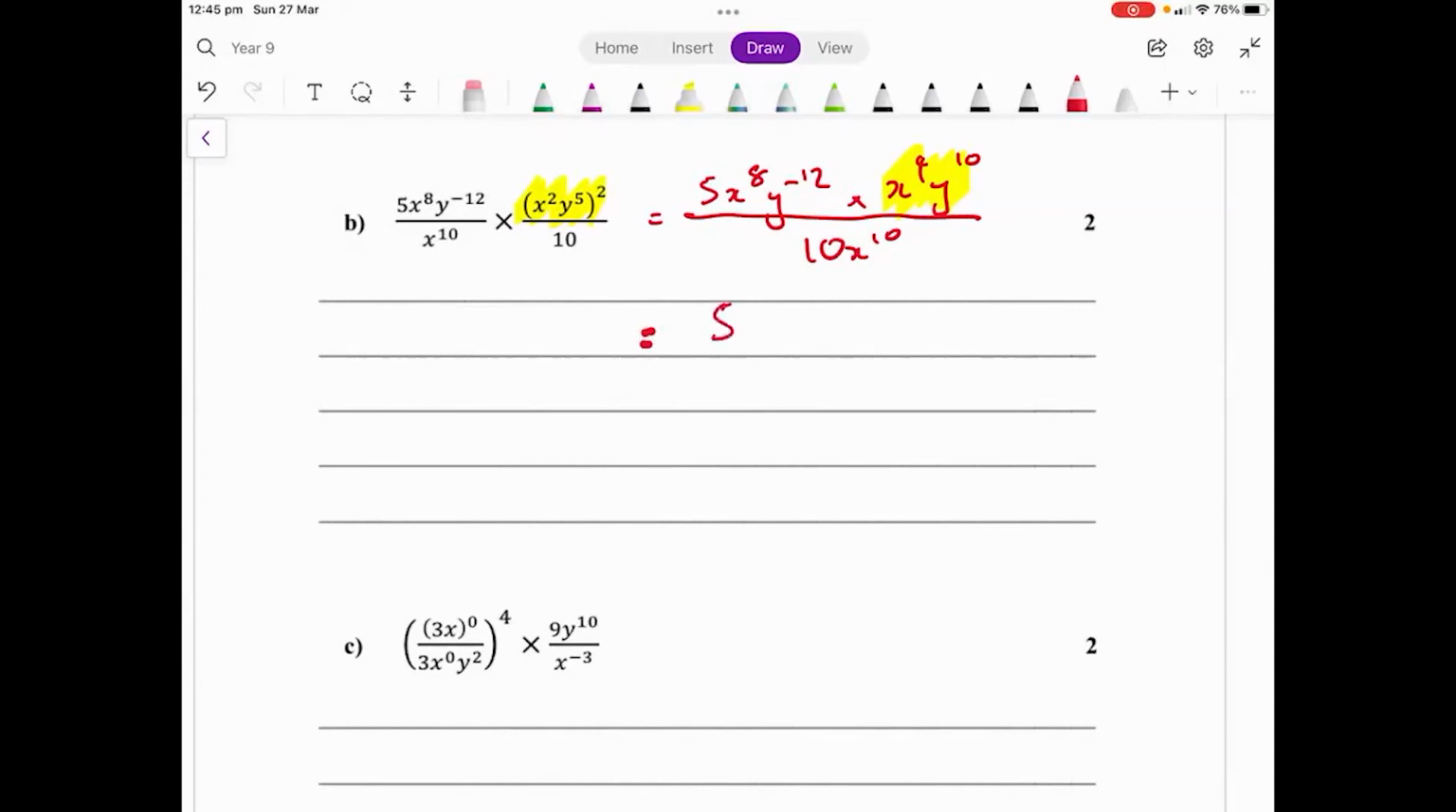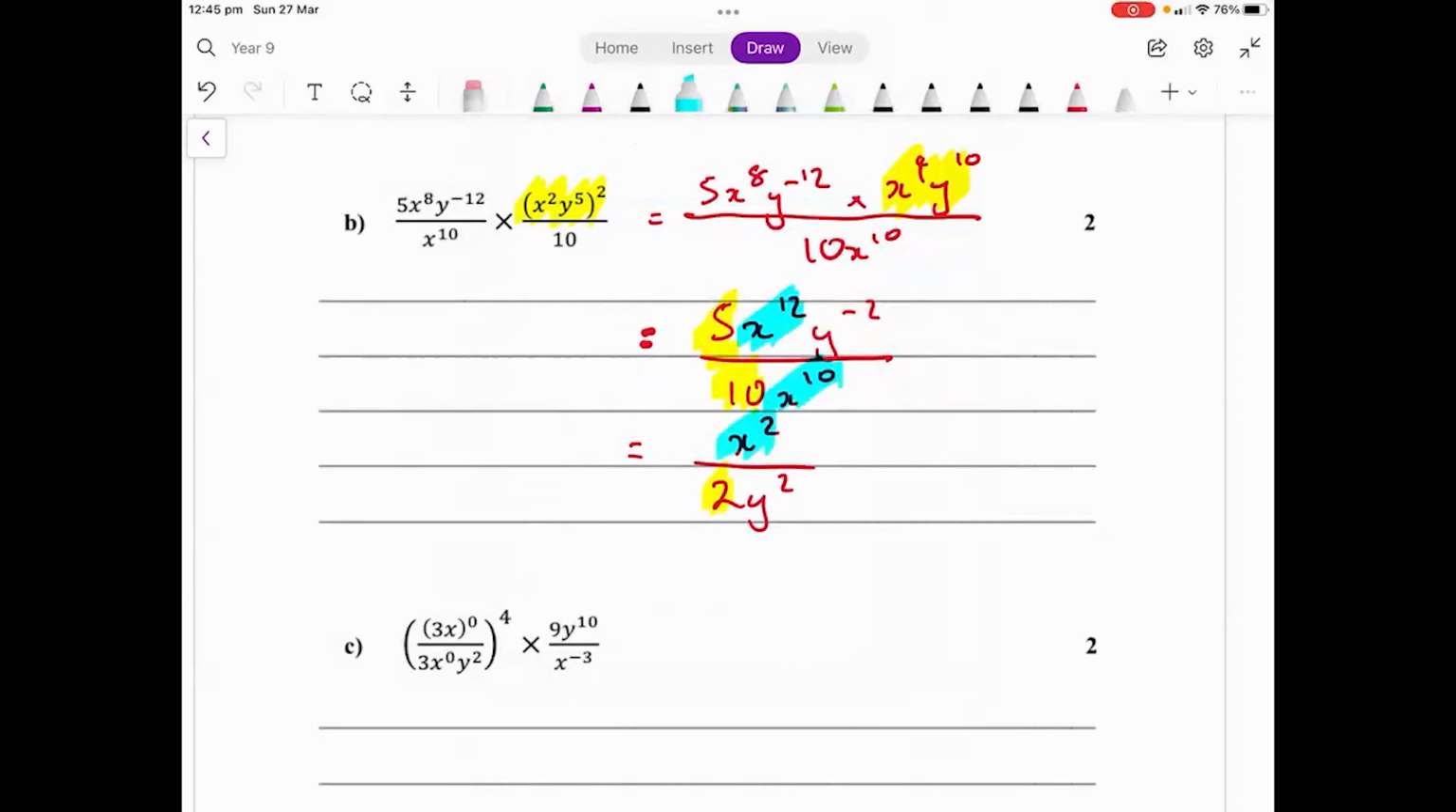Then finally, to finish it off, we simplify 5 over 10. That's a half, so we put the 2 on the denominator. For x, we do x to the power of 12 over x to the power of 10. That's x squared on the numerator. And y to the power of minus 2, we need to write that as a positive indice, so the y moves to the denominator, giving us a final answer of x squared over 2y squared.